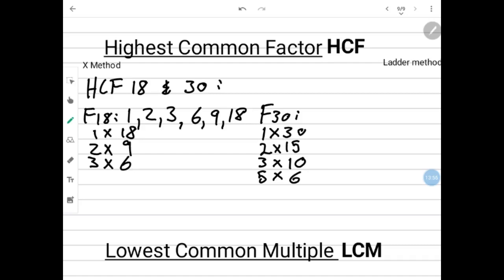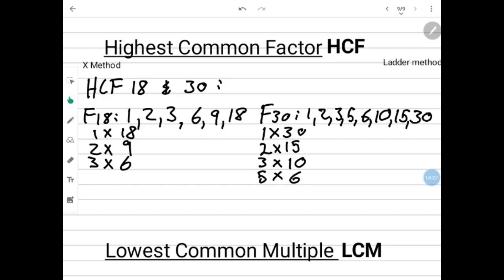So you see, on the left hand side the numbers get bigger and bigger, on the right hand side they get smaller and smaller, and eventually these two should be very close to each other. So those are all the numbers. Let's see, 1, 2, 3, 5, 6, 10, 15, and 30. Those are all the factors of 30.